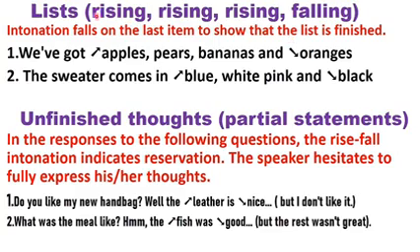Can we read this? We've got apples, pears, bananas, and oranges. Next one. The sweater comes in blue, white, pink, and black. I'll take them again. We've got apples, pears, bananas, and oranges. The sweater comes in blue, white, pink, and black.